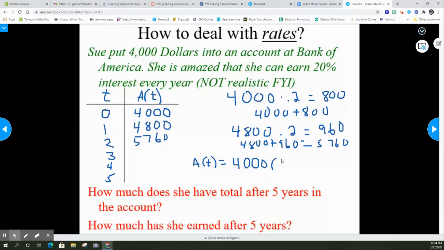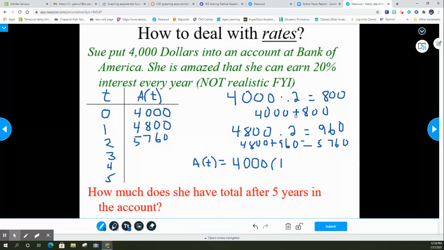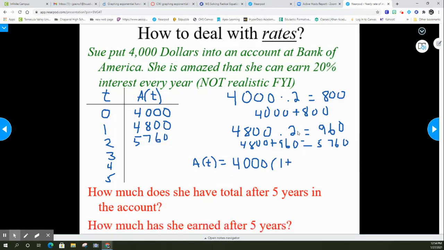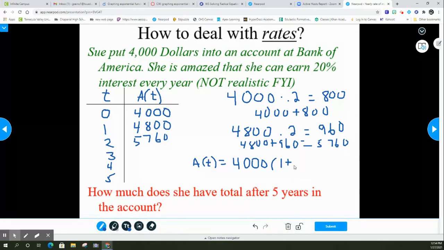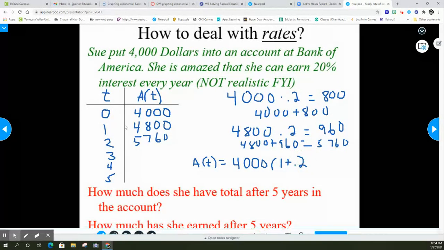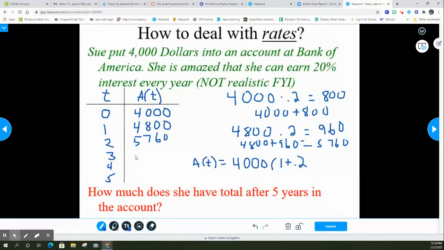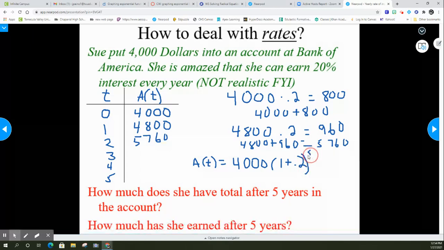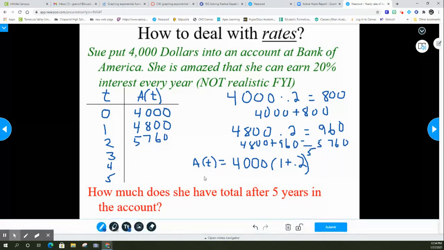So technically what I'm doing is 120% of the previous amount is what your new amount is. So I'm doing 1 plus R, and in this case R is 20%, so we want to write that as a decimal. And then how many times am I going to do that? Well, once, twice, 3 times, 4 times, 5 times. So I could write 1.2 times itself 5 times, or I could just raise that to the 5th power.